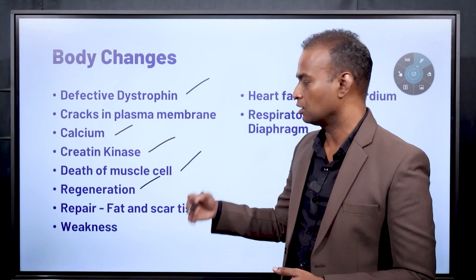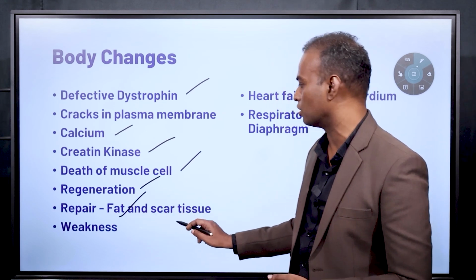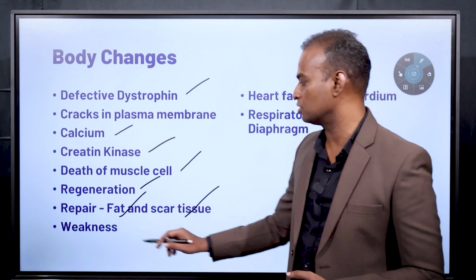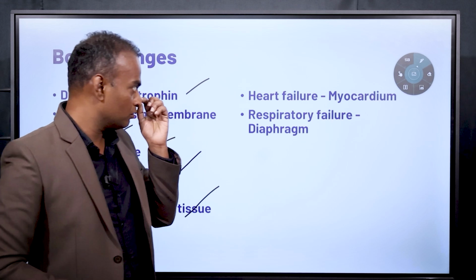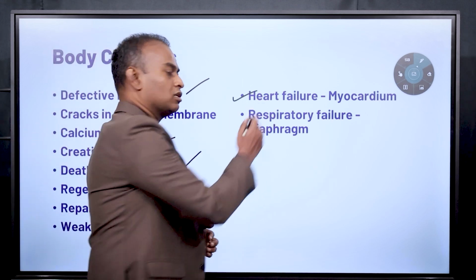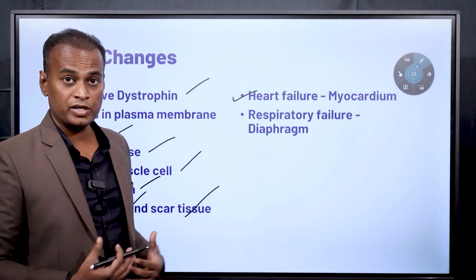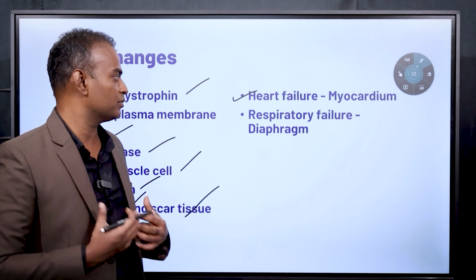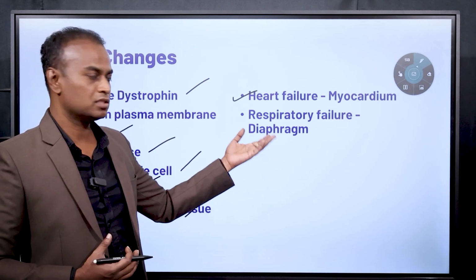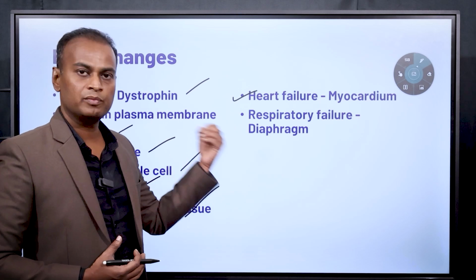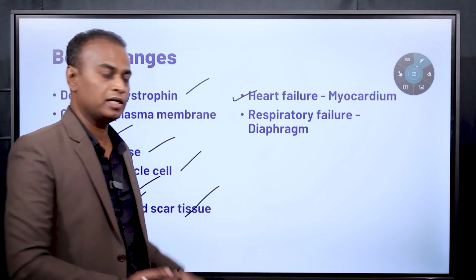Over a period of time it will lose that function, and repair happens. When repair happens, the muscle cell is replaced with fat tissue and also scar tissue. Because of this there will be a lot of weakness. We will look into it deeply. Finally, there will be heart failure, because the heart is also a muscle, and respiratory failure, because the diaphragm is the main muscle involved in respiration. When the diaphragm gets damaged, there will be respiratory and heart failure at the end of life.